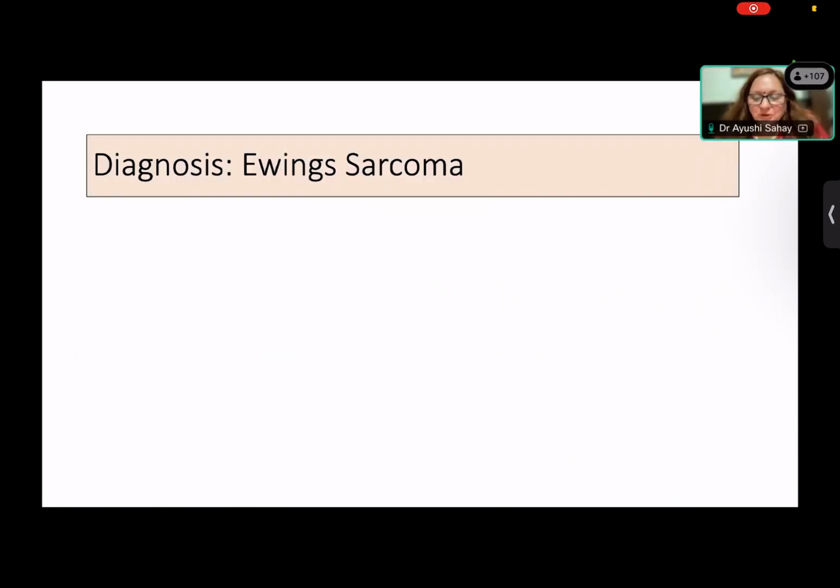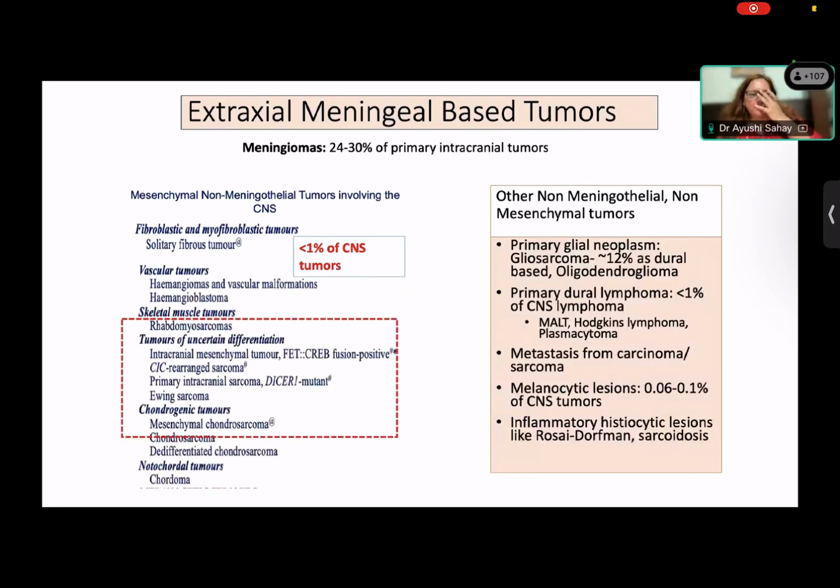So the diagnosis of NKX, yes, this was a Ewing sarcoma. Besides the differential of the intracranial soft tissue tumors, when you're seeing a round cell tumor or an embryonal tumor, you also have to keep in keeping with the radiology.